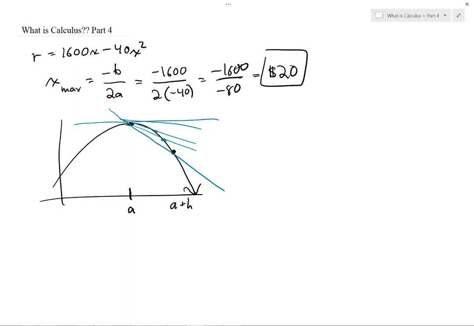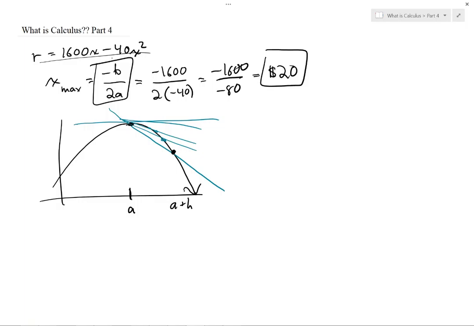So, what you see on the screen right now is a vertex formula. Here we have our revenue equation, and there's a vertex formula which you may have seen in an intermediate algebra class, negative b over 2a. Of course, where did this formula even come from? We put our revenue equation into that formula, we get the same $20 that we spent all that time getting in the last lecture. So, can't we use the vertex formula just anywhere?